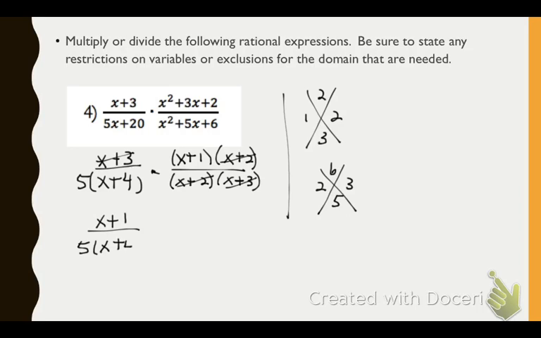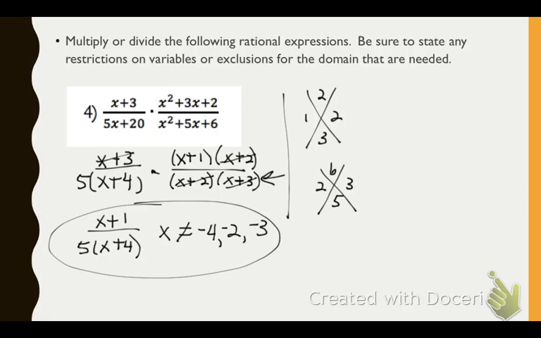I just check and make sure that nothing else will simplify with that, and it won't. So now to give my domain rule, I'm going to look one step up and exclude all the values that make all those denominators zero. So the first expression, I need to exclude negative 4. And the second one, a negative 2, and then finally a negative 3. So our final answer is x plus 1 over 5 times x plus 4, where x cannot equal negative 4, negative 2, and negative 3.